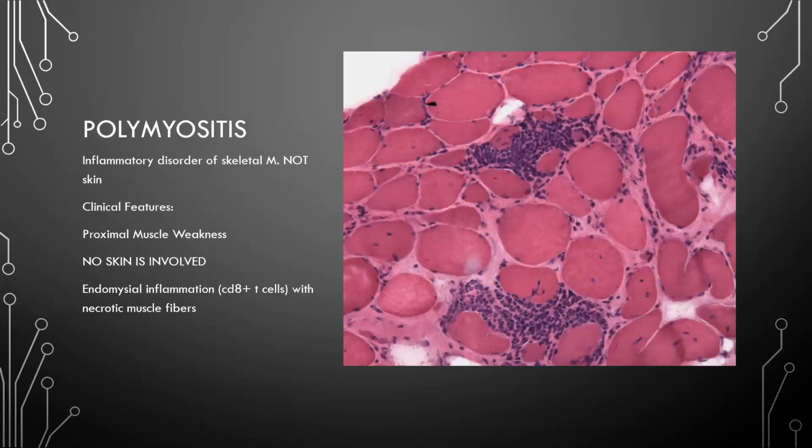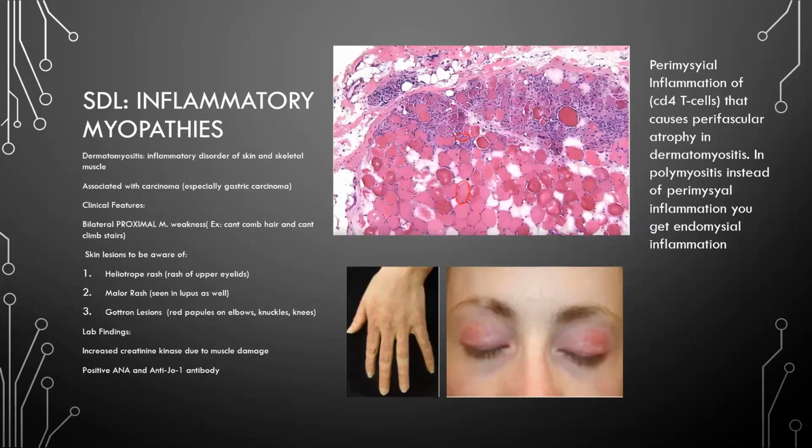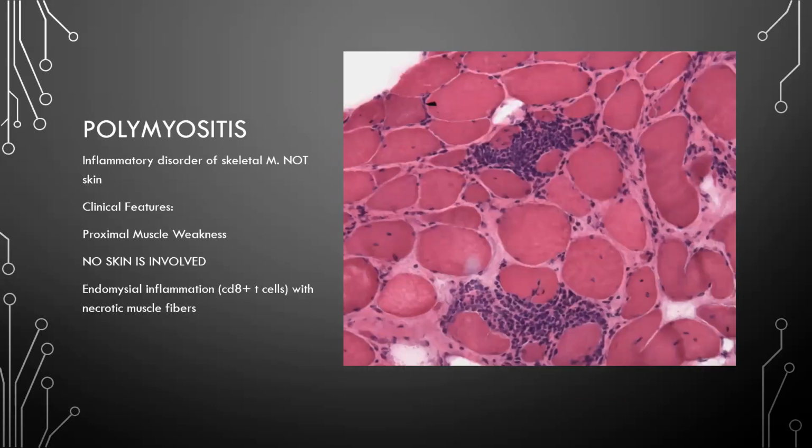Polymyositis. You won't see the heliotrope rash, the malar rash, or the Gottron's lesions. It's a disorder of the skeletal muscle, not the skin. So you'll still have the proximal muscle weakness; you just won't see any skin involvement. But here you see the endomysial infiltration around the myofibers, infiltrated with CD8 instead of CD4. That's really important for distinguishing between these two, CD4 and CD8, so make sure you have those as well.